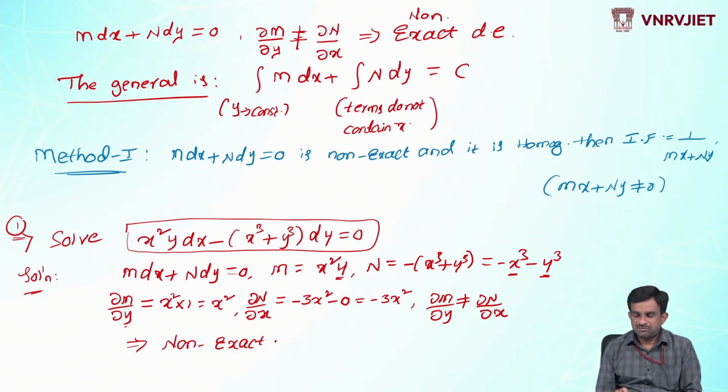Homogeneous means we have to see that in each and every term the degree is the same. If you see the first term, x square y, the degree is 2 plus 1, that is 3. Each and every term has the same degree, so we can say that it is homogeneous.